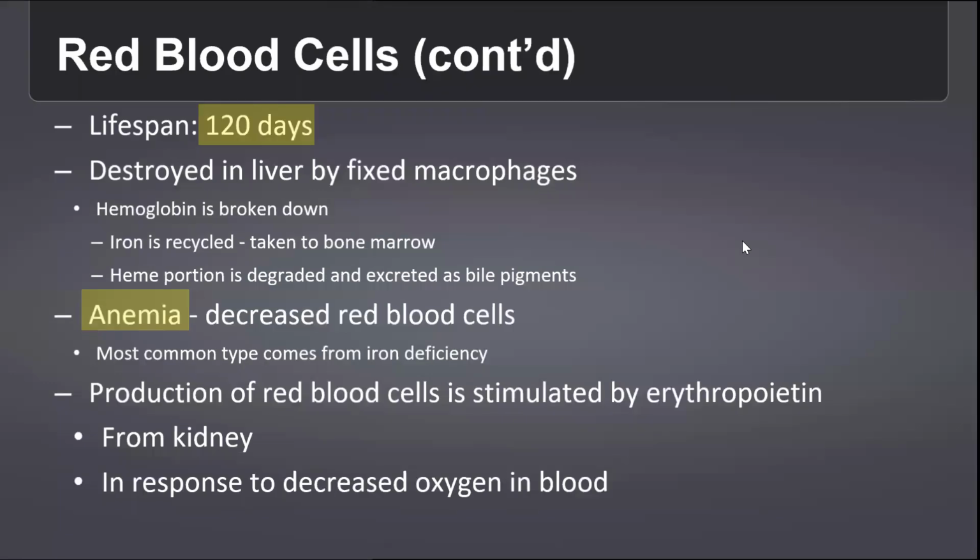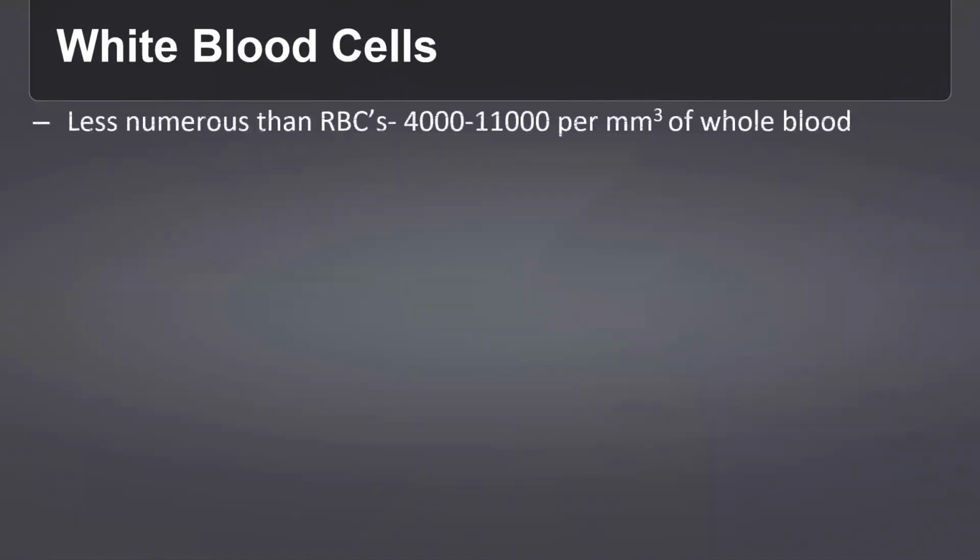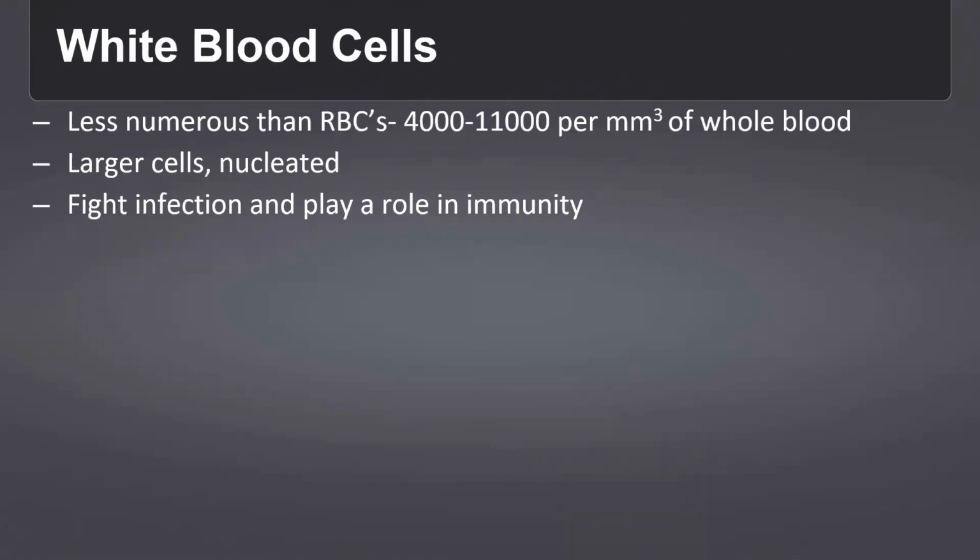Good. So let's compare that with white blood cells. White blood cells are much less numerous. There are not 4 to 6 million. There are 4 to 11,000, which is still a large number per cubic millimeter, but not 4 to 6 million. In terms of shape, they are just a regular spherical shape or round shape. They are larger, and they do have a nucleus, so they're nucleated. And while red blood cells have the job of carrying oxygen around the bloodstream, white blood cells have a role in fighting infection and immunity.